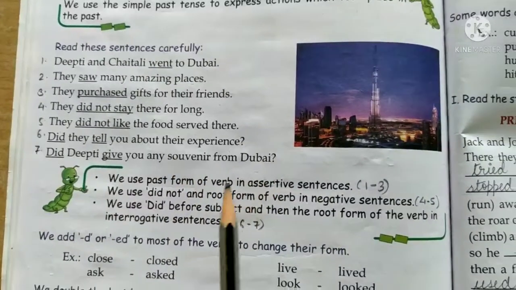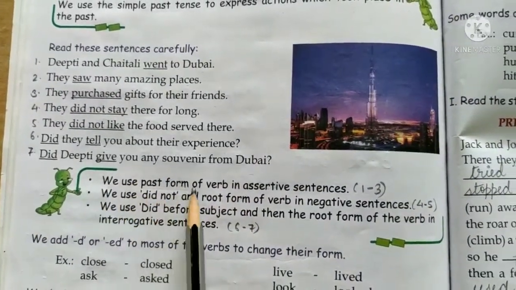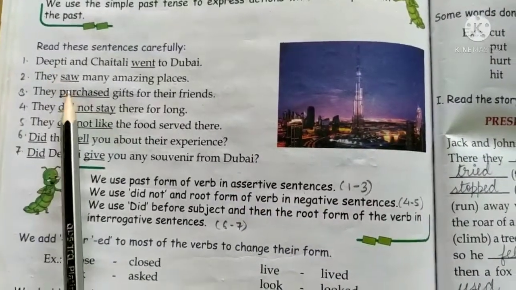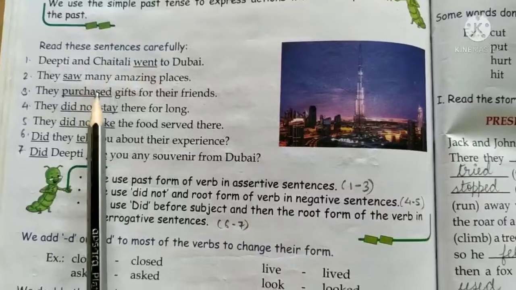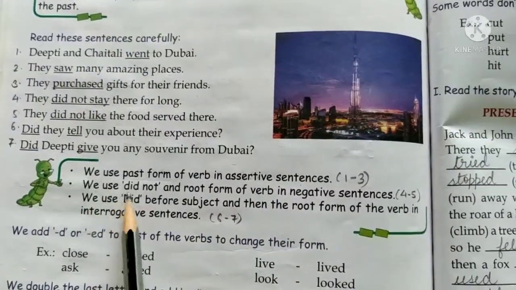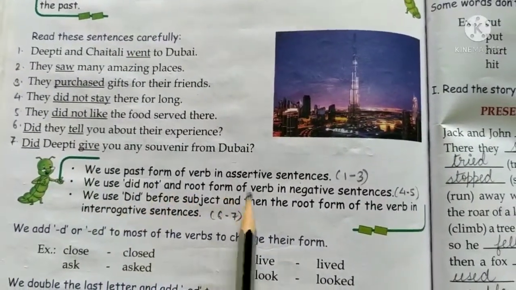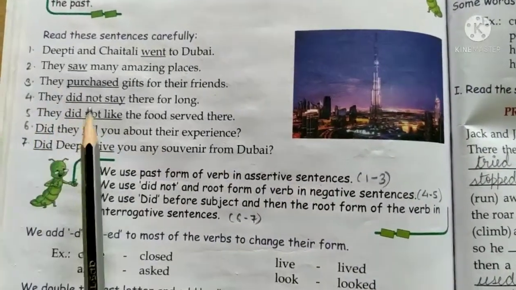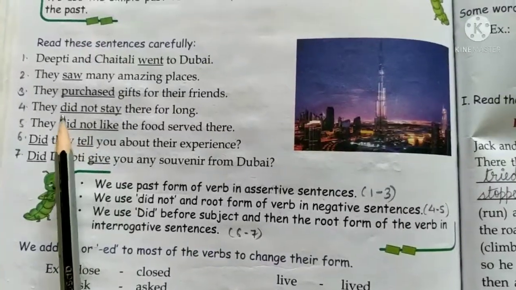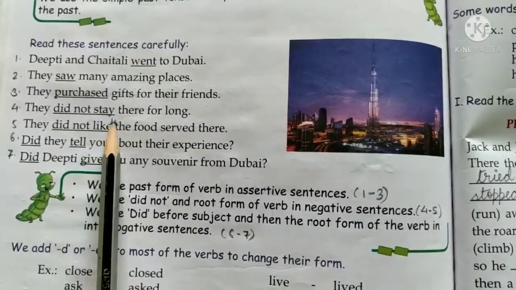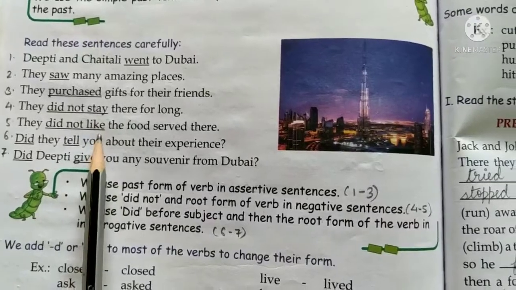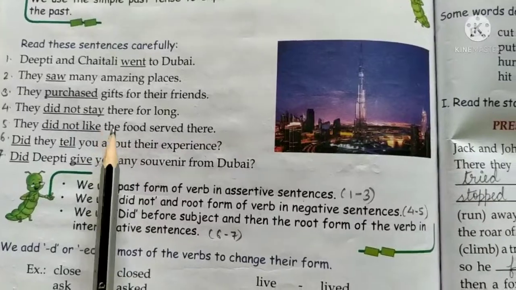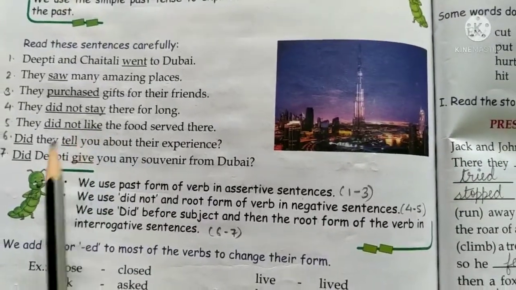What we need to observe is, we use past form of verb in the assertive sentences. That is sentences number 1, 2 and 3 have used the past form of the verbs. We use did not and root form of verb in negative sentences. Sentences 4 and 5 are negative sentences. Here we have used did not with the root form of the verb like stay and like to express that these sentences are simple past tense negative sentences.